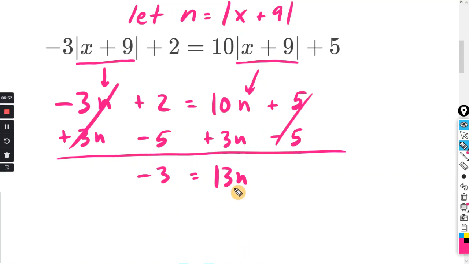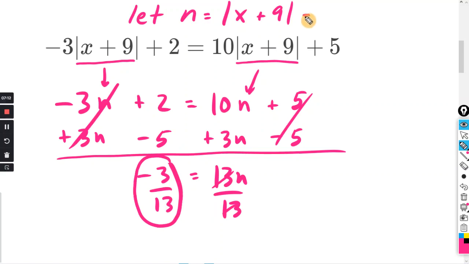All right. Solving for n, I'm going to divide both sides by 13. 13 over 13 cancels. N equals negative 3 over 13. So we let n equal this, and that's going to equal negative 3 over 13.